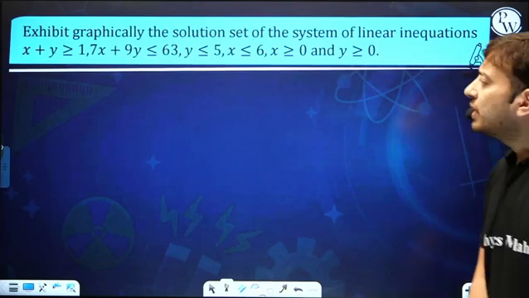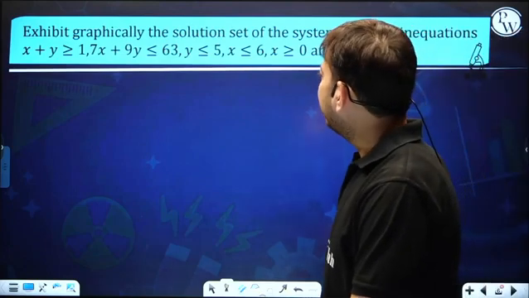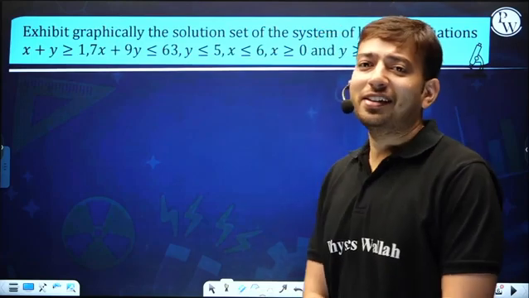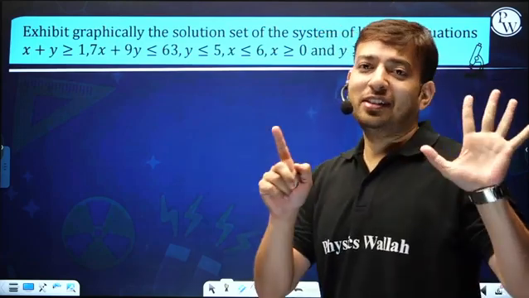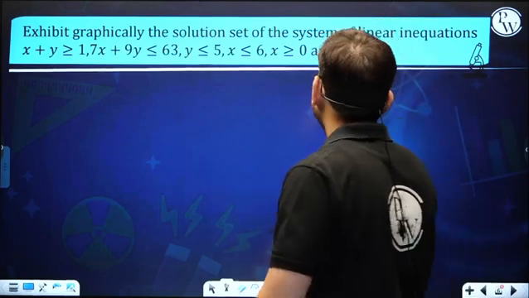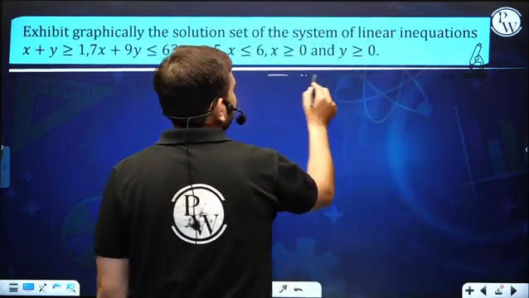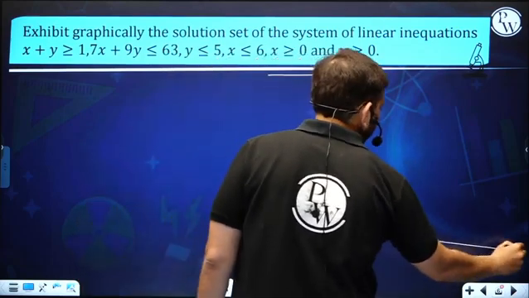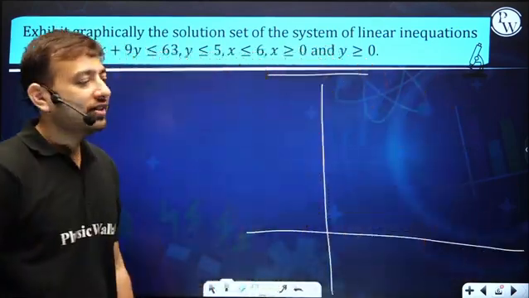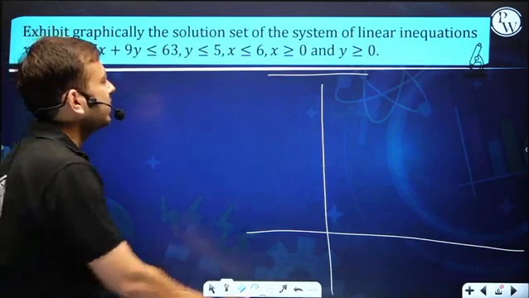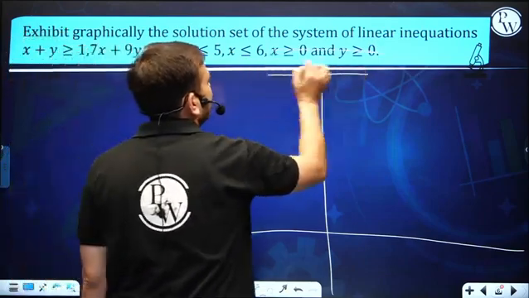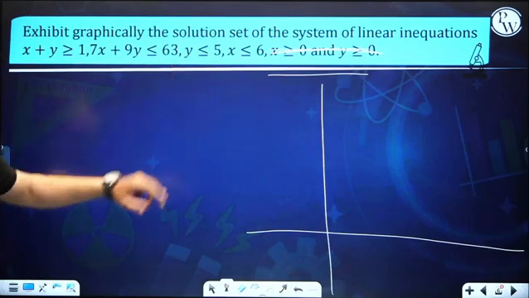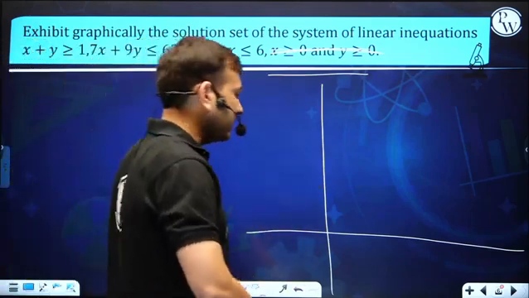Like here, sir, we have y less than 5, x less than 6, x greater than 0, y greater than 0. In total, 6 constraints. Again, sir, this is the first quadrant. That means you need things in the first quadrant only. Okay, so these two parts are done. Now, x less than 6.